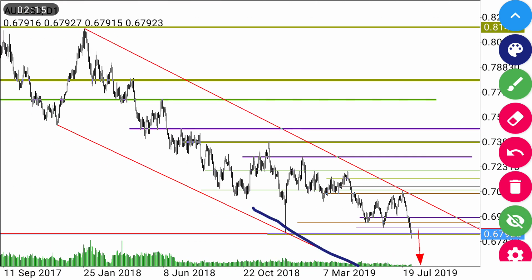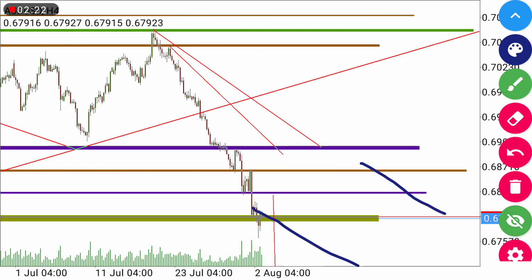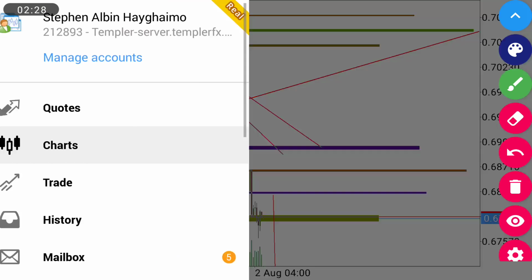Within this channel here. Where do we get our entry? Let's go to H4. After we get a good pullback toward this area is when we look for entry toward the targeted point. This is AUD USD and this is the H4 time frame.